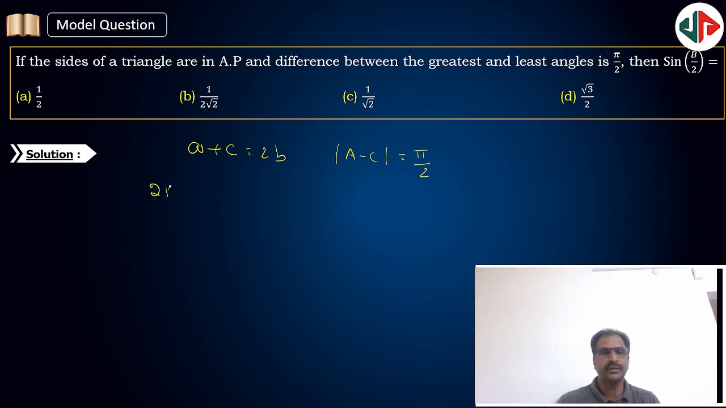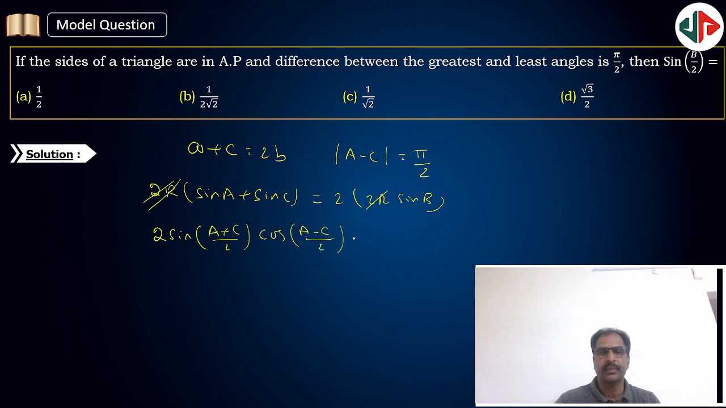From sine rule, a is nothing but 2R sin A, c is nothing but 2R sin C, take 2R common, b is nothing but 2R sin B. Now you can cancel 2R on both sides. Sin A plus sin C from transformations can be written as 2 sin (A plus C) by 2 cos (A minus C) by 2 is equal to 2 into sin B, which can be written as 2 sin B by 2 cos B by 2. You can cancel 2 on both sides.